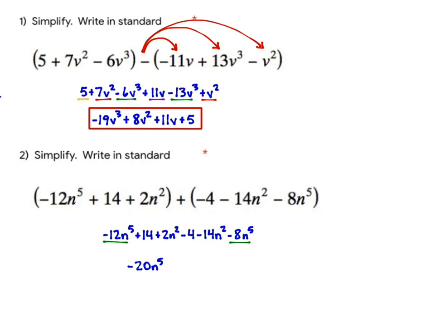For the next order, the highest order is squared. So 2n squared minus 14n squared. Well, I have 2 of them, and I subtract 14 of them, and I end up with negative 12 of them. And then the last thing are the constants. So 14 plus negative 4 is 10. So that's our answer for that one.